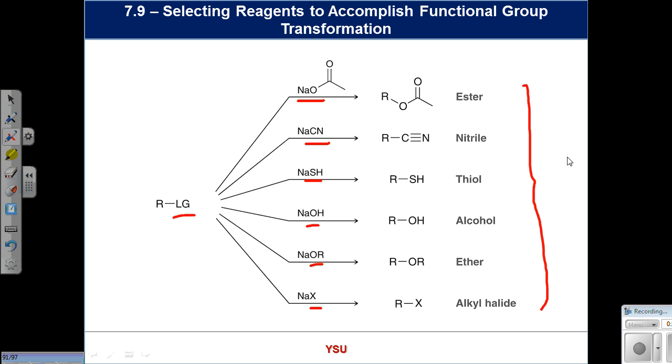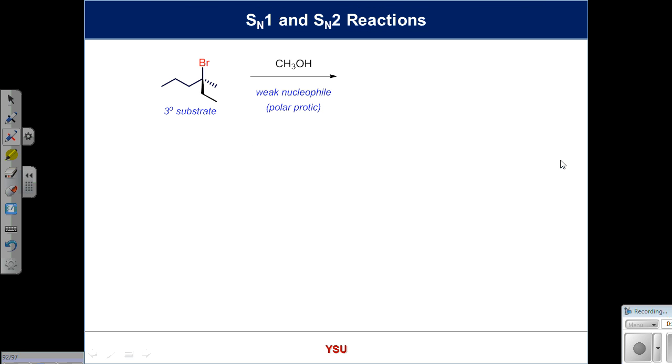Well, these are ways of making functional groups. Do you memorize that chart? Or do you understand that all we've done so far is substitution? Nucleophiles, electrophiles, leaving groups, that's all you have to do. Examples. Finish off and move into chapter 8.